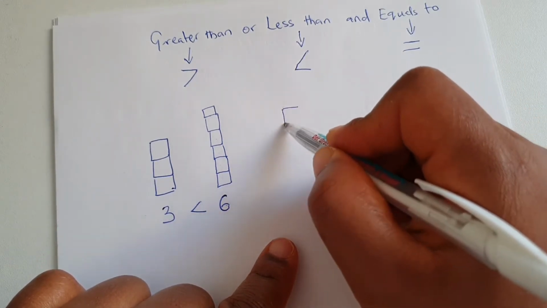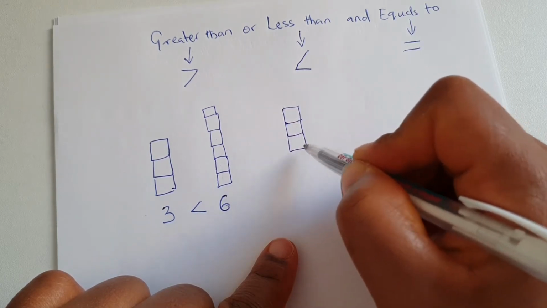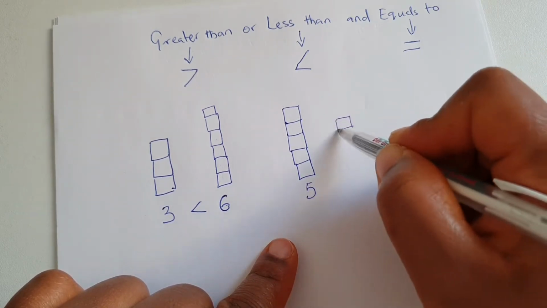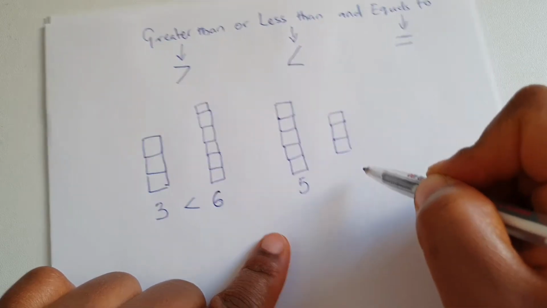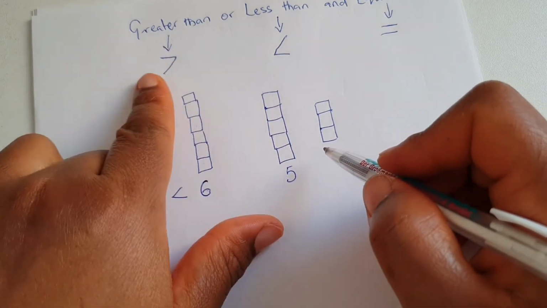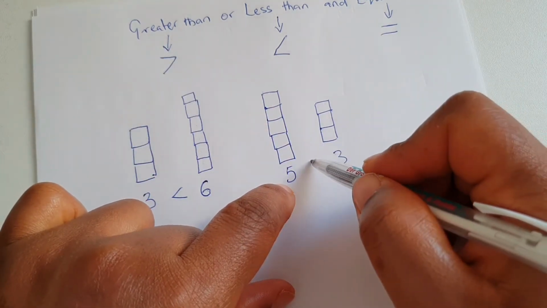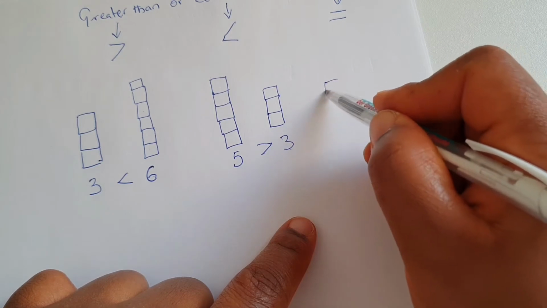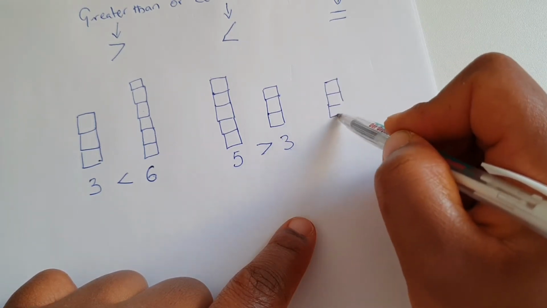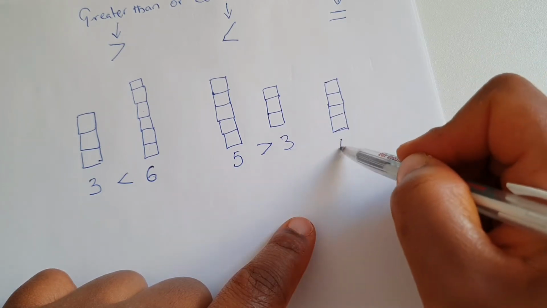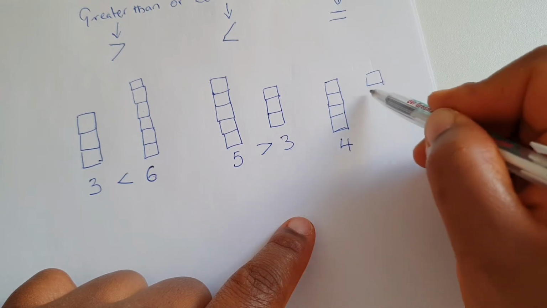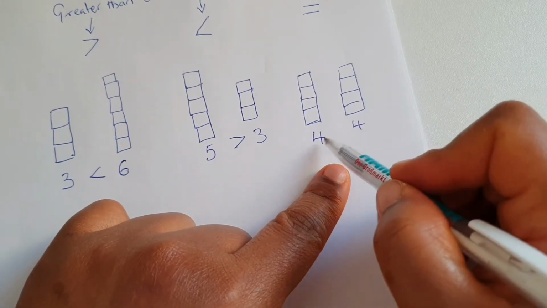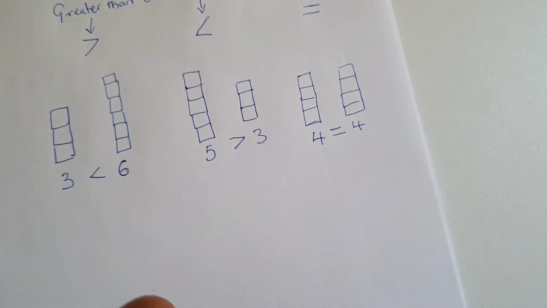We'll do another one again. Another block, we have 5 blocks here, 2, 3, 4, and 5. I'll write 5 down here, and I have 3 blocks here, and I'll write 3. Then here you have 5 is greater than 3. What if I have the same blocks on both sides? I have 4, I write my 4, and I have another 4 here, I'll write 4. They are the same, 4, 4. Then I'll put my equals to sign.